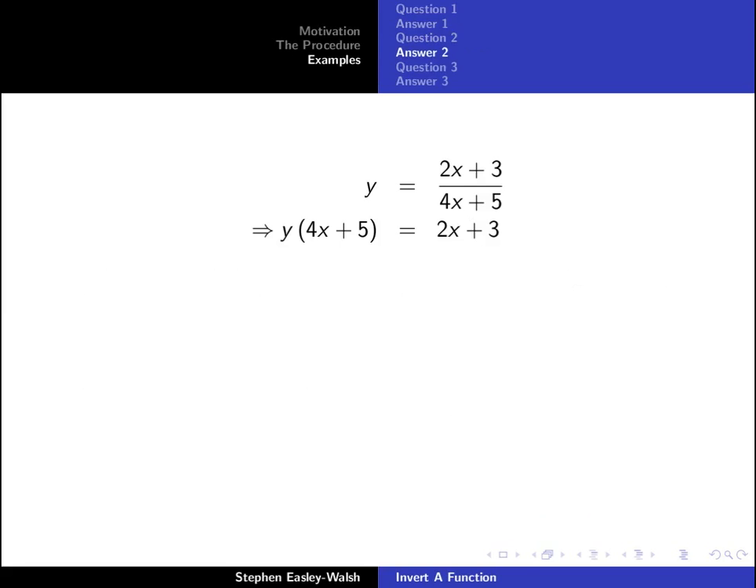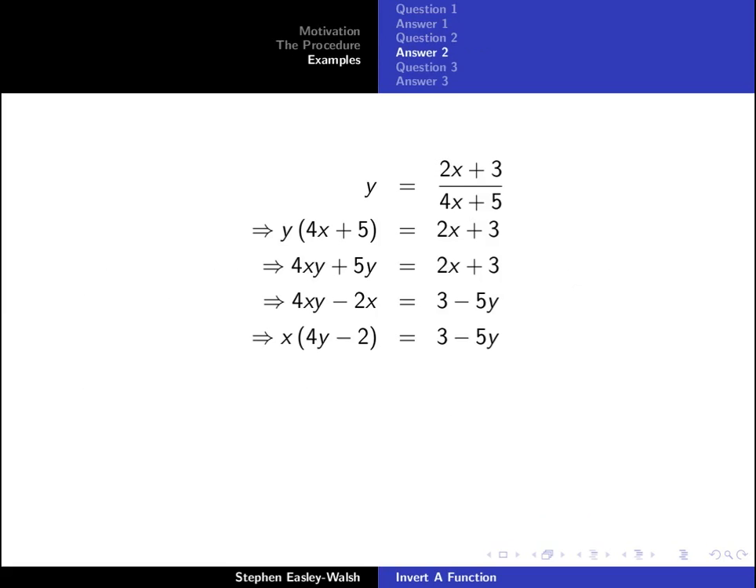Cross multiplying, we have y(4x + 5) = 2x + 3. 4xy + 5y = 2x + 3. 4xy - 2x = 3 - 5y. That is, we take the 2x over to the left and the 5y over to the right. Factoring out the x, x(4y - 2) = 3 - 5y. And so x = (3 - 5y)/(4y - 2). So the inverse function is (3 - 5y)/(4y - 2).